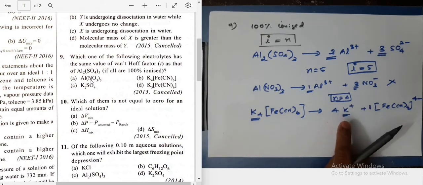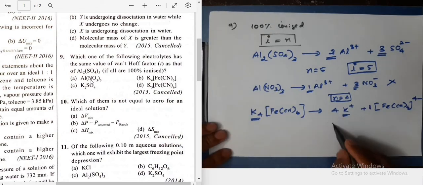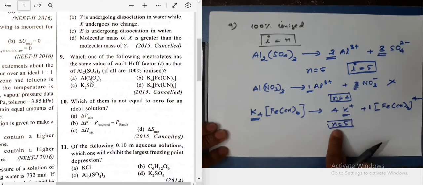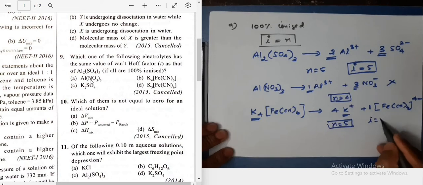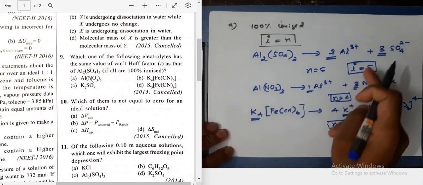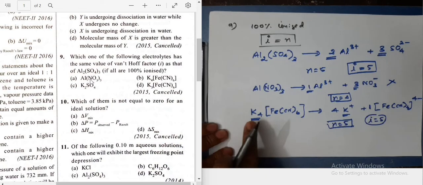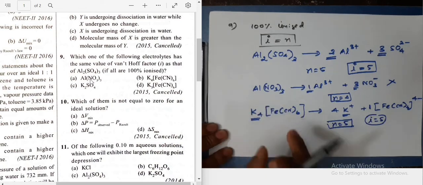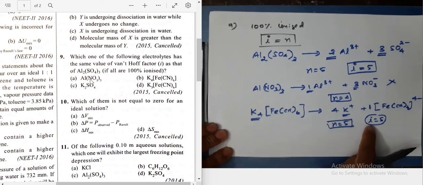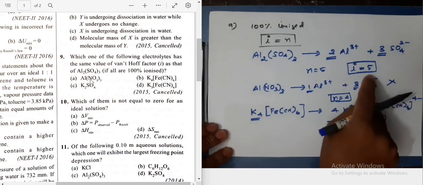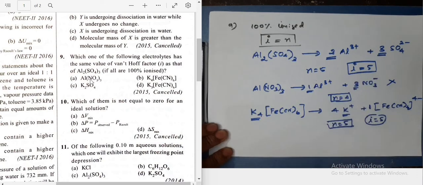Therefore total number of ions is 5 in this case. If total number of ions is 5, Vantha factor is also 5. So K4Fe(CN)6, that is potassium ferrocyanide. This compound is called potassium ferrocyanide. Potassium ferrocyanide has the same Vantha factor as that of the given aluminium sulphate. Therefore the correct option for this question is option B.